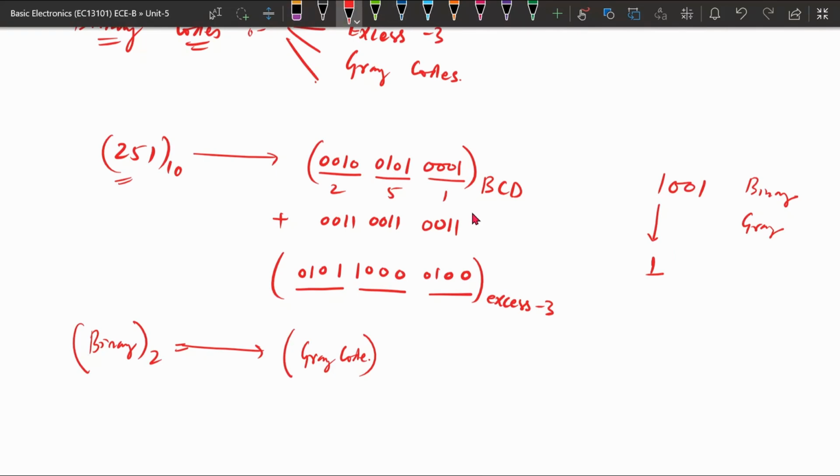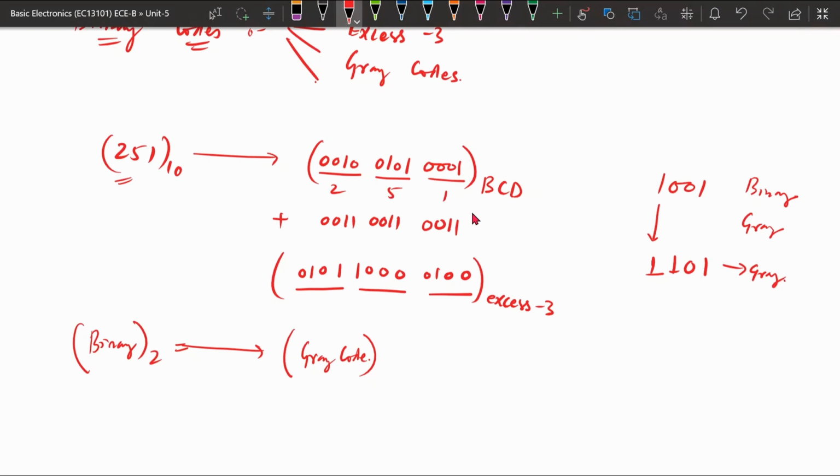So XOR of 1 and 0 will be 1, and again XOR of 0 and 0 is 0. XOR of 0 and 1 will be 1. So this is the gray. So from binary, we can represent the gray.